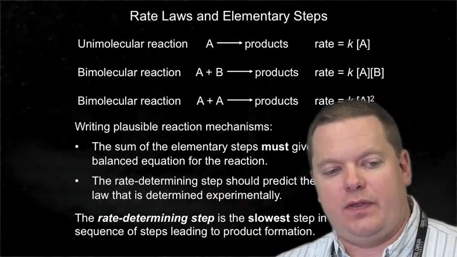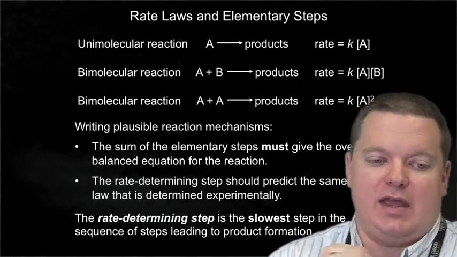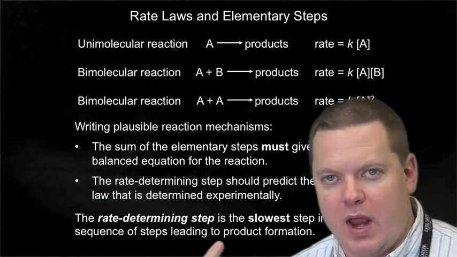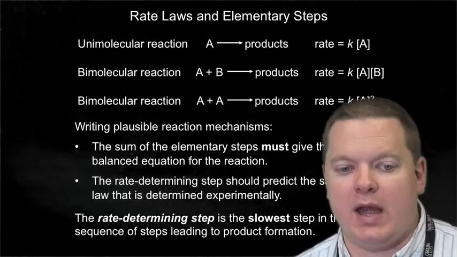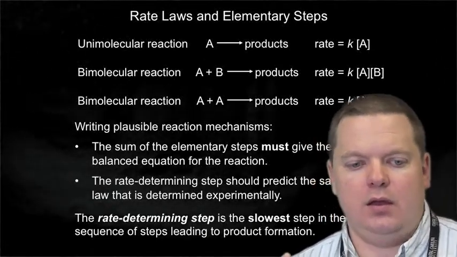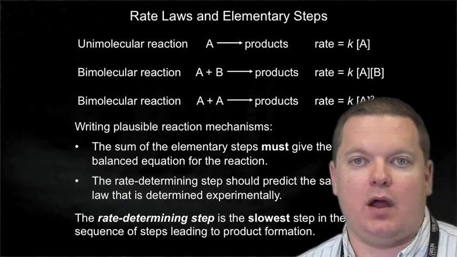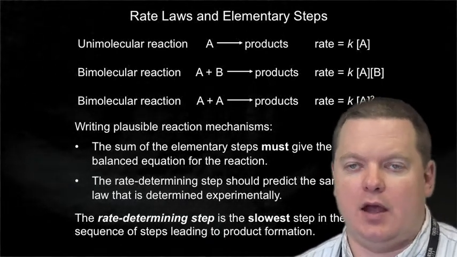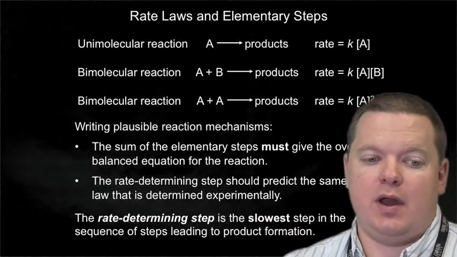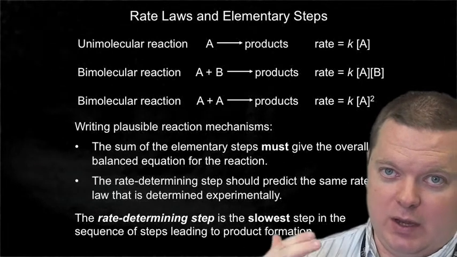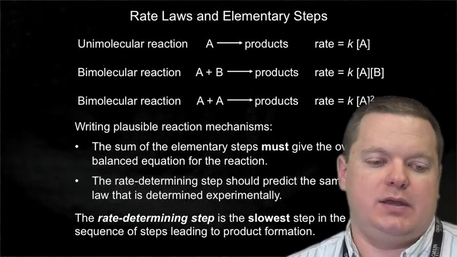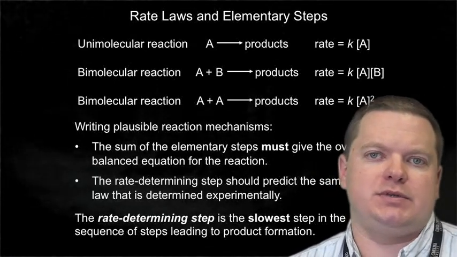So if we see that the rate determining step has A going to products, molecularity of 1, then the rate law can be described as the rate is equal to k times A to the first. Right? If it's A plus B, then the rate law would be rate is equal to k times the concentration of A times the concentration of B. If it's A reacting with another A, then the rate is going to be equal to the rate constant k times A squared.